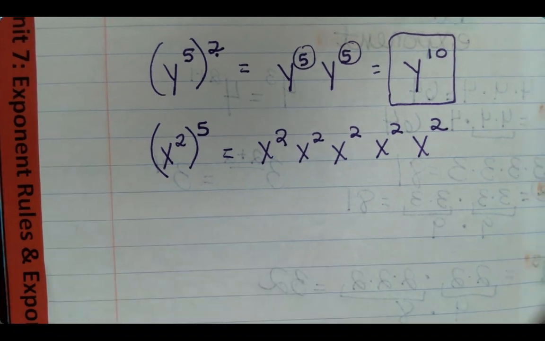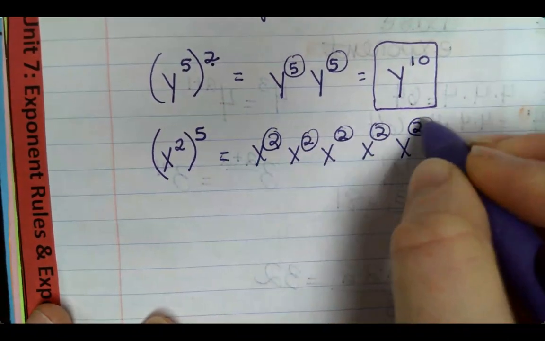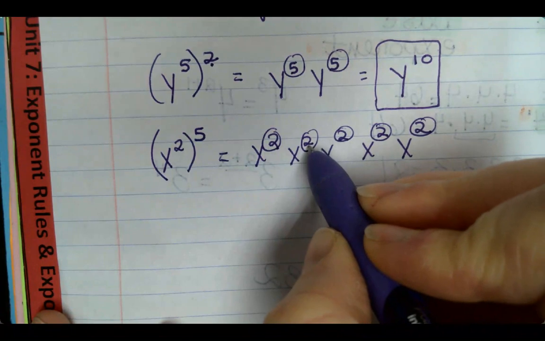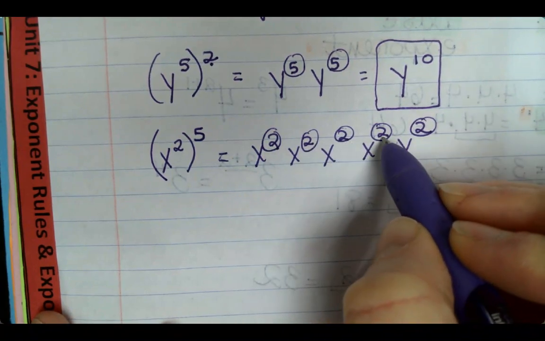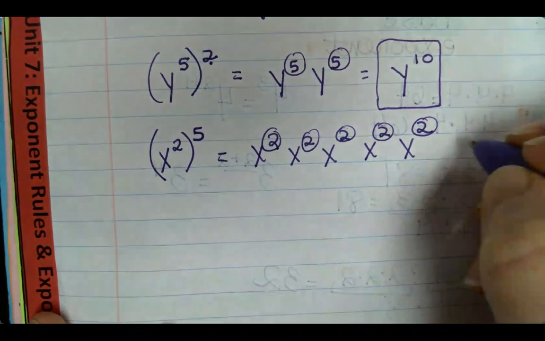So, like bases, we add our exponents. 2 plus 2 is 4. 4 plus 2 is 6. 6 plus 2, 8. 8 plus 2, 10.